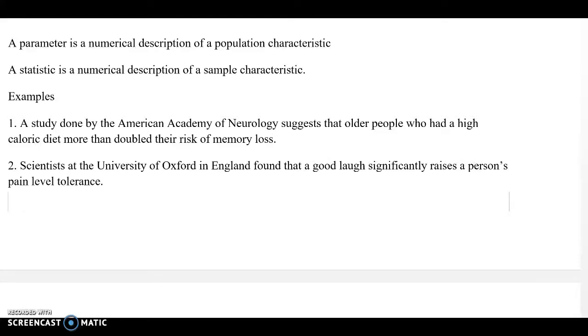A parameter and a statistic. A parameter is a numerical description of a population characteristic. A statistic is a numerical description of a sample characteristic. As we talked about before, you can select the data, sometimes the entire data set, which means population, but mostly you will select a part of the population, which is a sample.